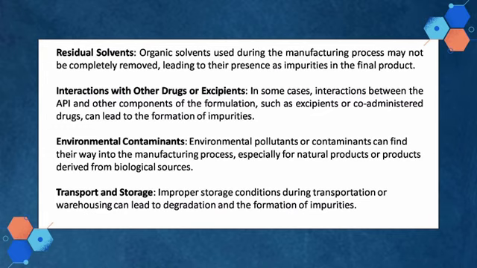I. Interactions with other drugs or excipients. In some cases, interactions between the API and other components of the formulation, such as excipients or co-administered drugs, can lead to the formation of impurities. J. Environmental contaminants. Environmental pollutants or contaminants can find their way into the manufacturing process, especially for natural products or products derived from biological sources. K. Transport and storage. Improper storage conditions during transportation or warehousing can lead to degradation and the formation of impurities.